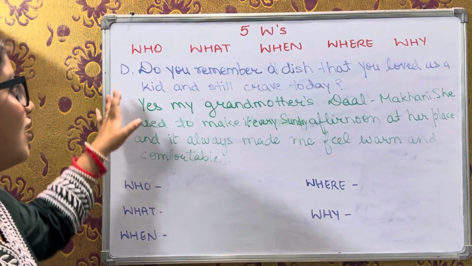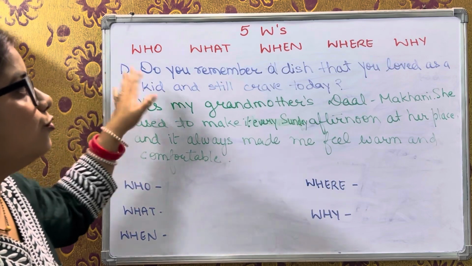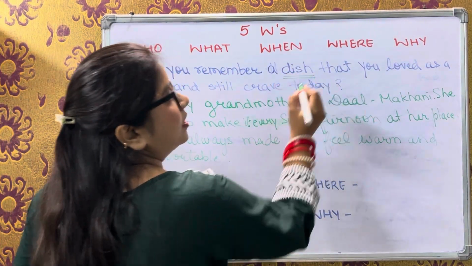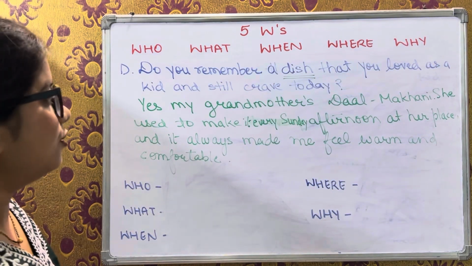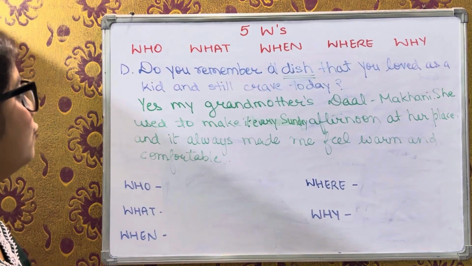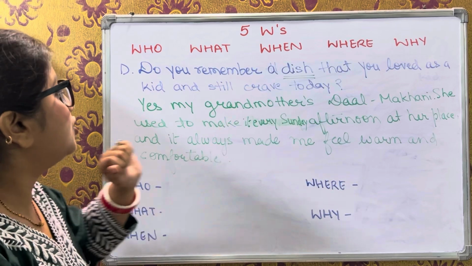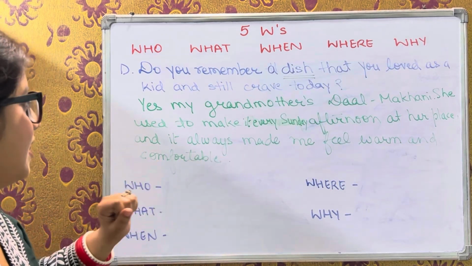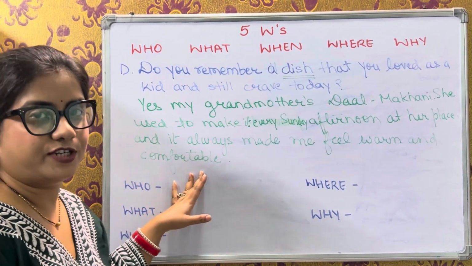Now it's time for alphabet D. The question with alphabet D is, do you remember a dish that you loved as a kid and still crave today? What would a perfect answer look like? The perfect answer would look like, yes, my grandmother's dal makhani. She used to make it every Sunday afternoon at her place, and it always made me feel warm and comfortable.